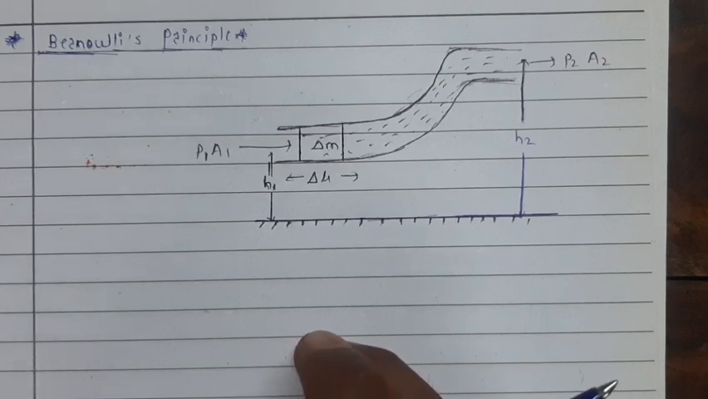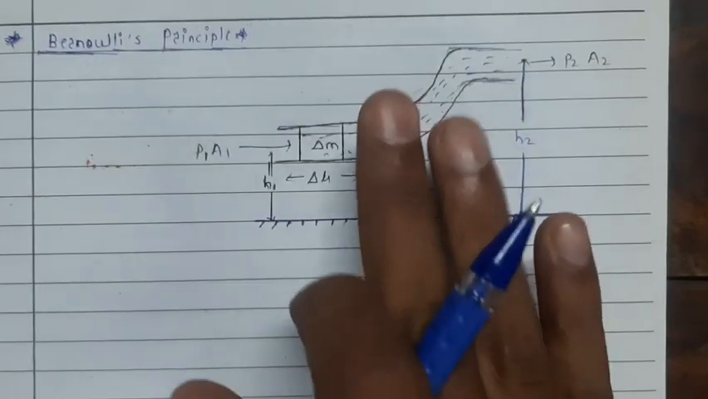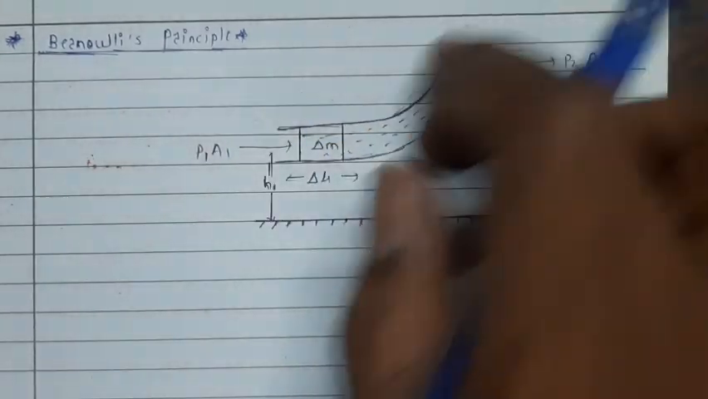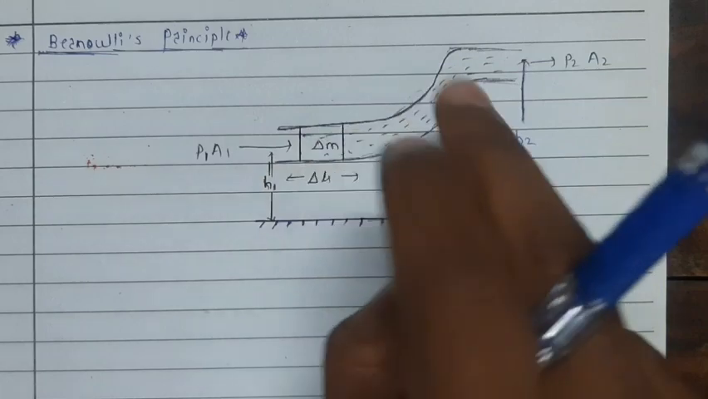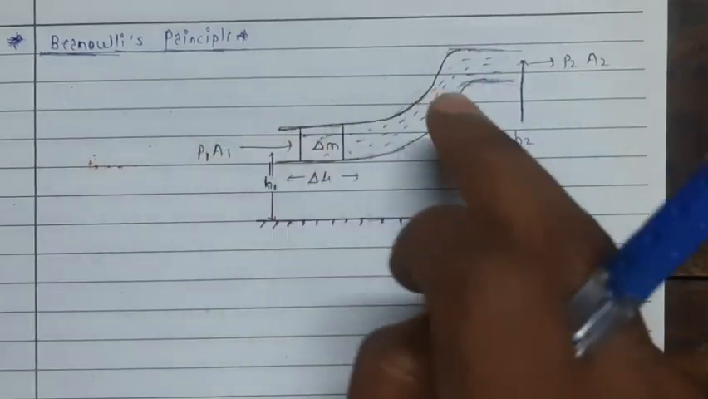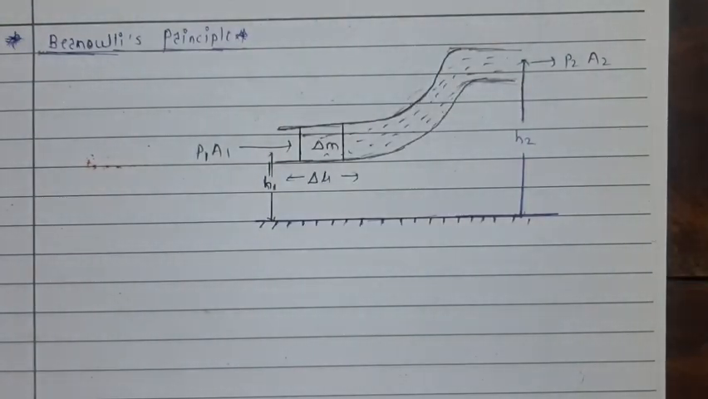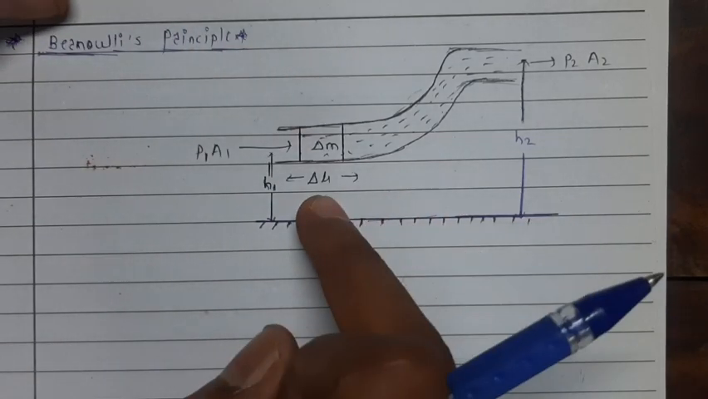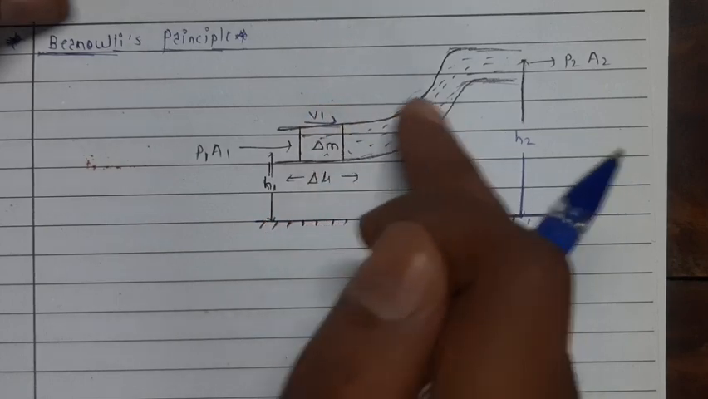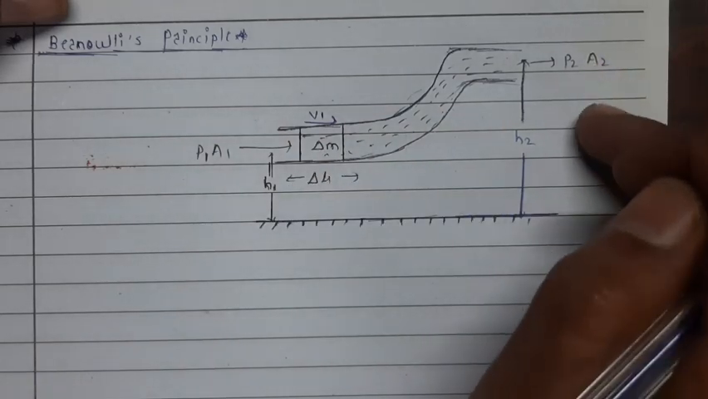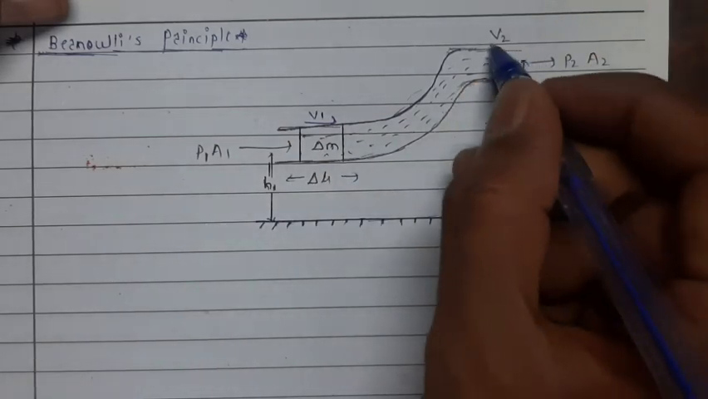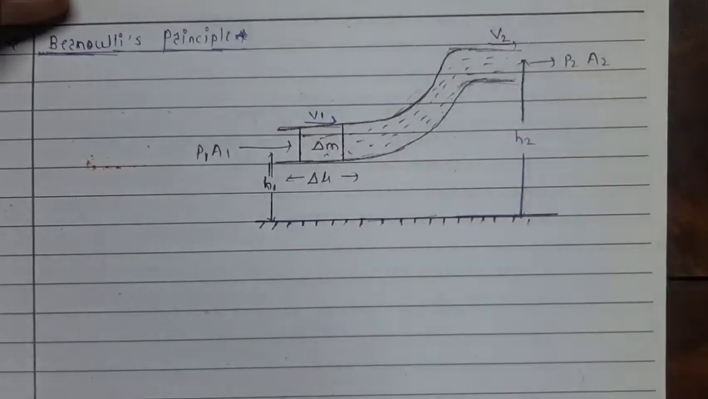Now, in order to discuss this Bernoulli's equation, I have considered one tube through which a liquid is flowing. I have considered two regions of this tube, one at the left side and another at the right-hand side. When the liquid is at the left-hand side, the area of cross section of the tube is A1, and when the liquid goes towards the right-hand side, the area of cross section of the tube is A2.